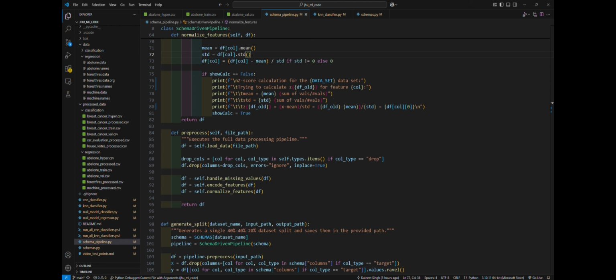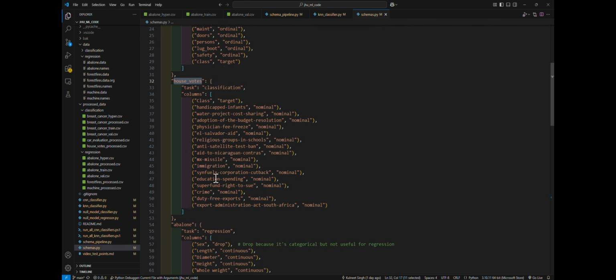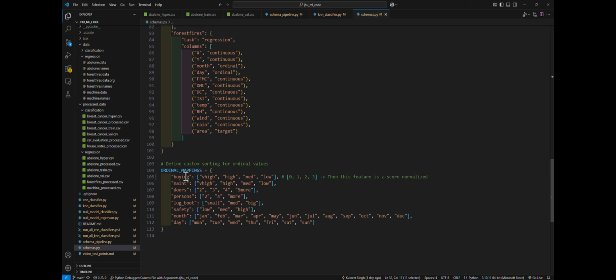The next thing I'd like to talk about is the schema. Essentially, how I transformed categorical data into ordinal encoding. So I'm going to show that here. If you can see over here, this ordinal mapping is enumerated values. In my data structure, they're converted into integers as so, and then they're z-score normalized.